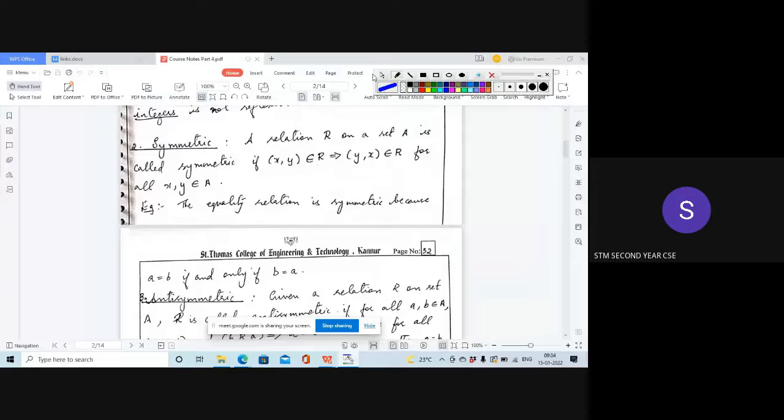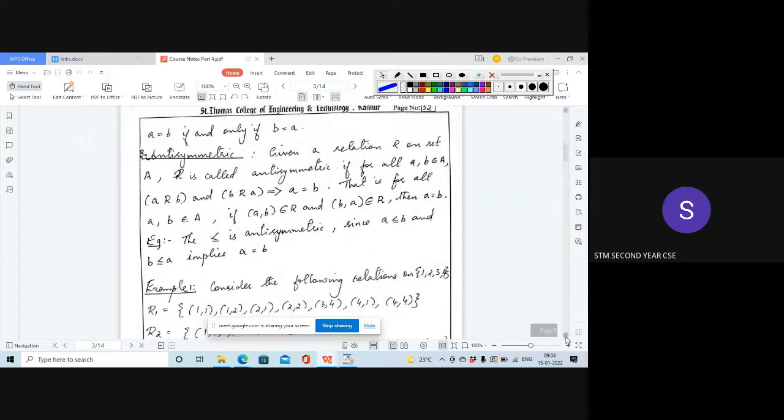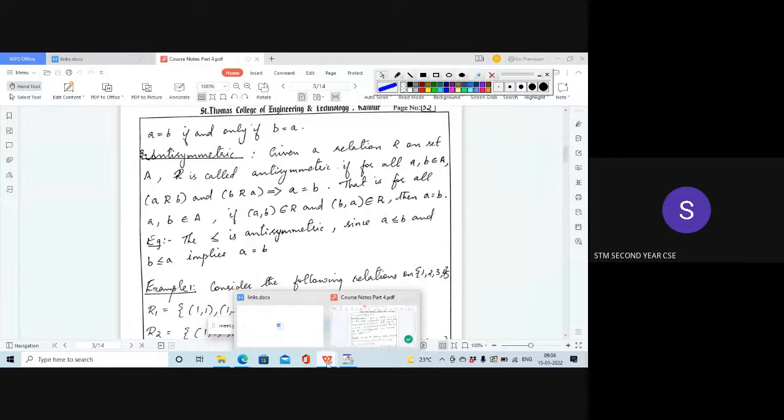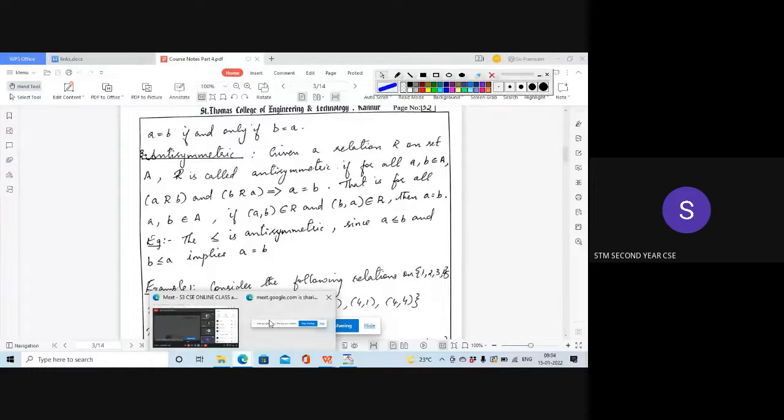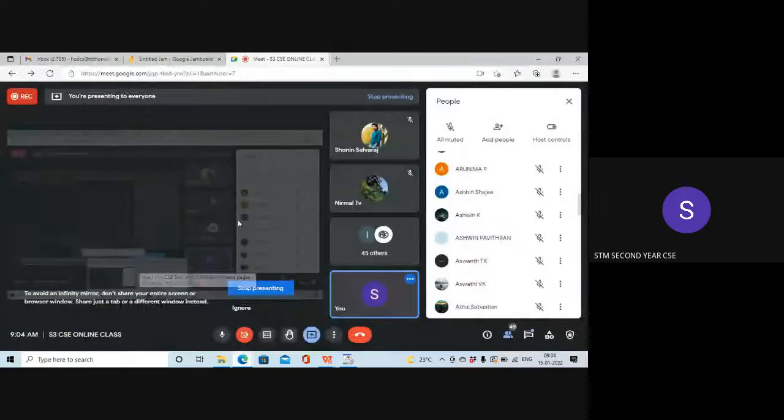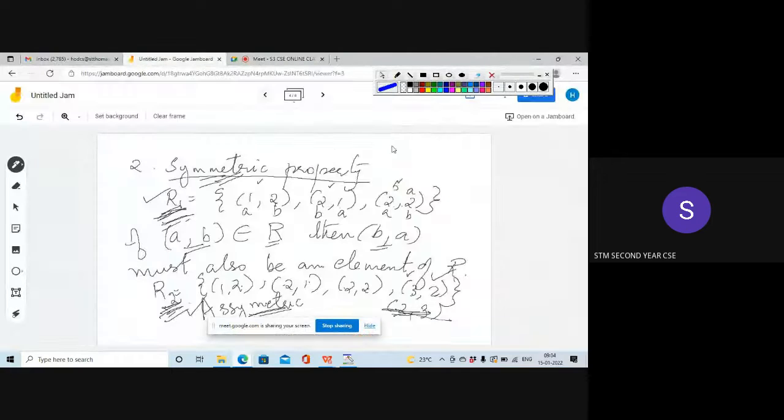Then next one, next property. Third one is the anti-symmetric property. Are you writing it down? Did you write it down? Symmetric example? Did you write this down? Hello?